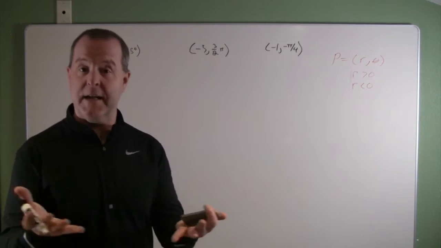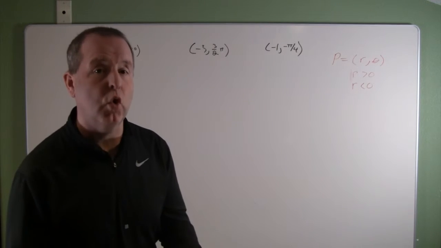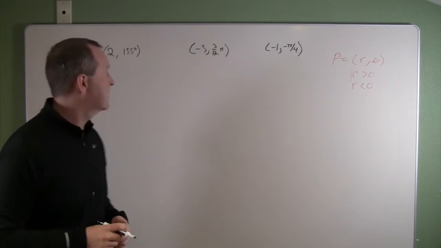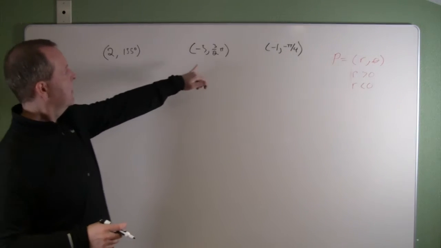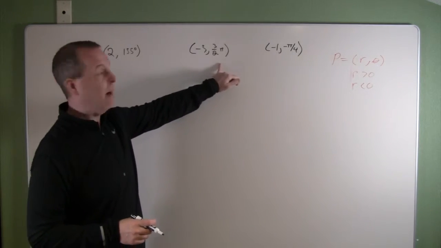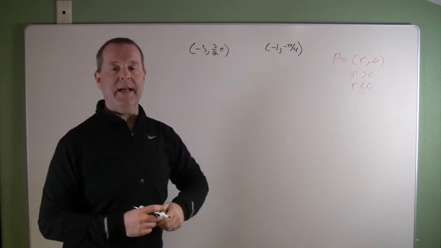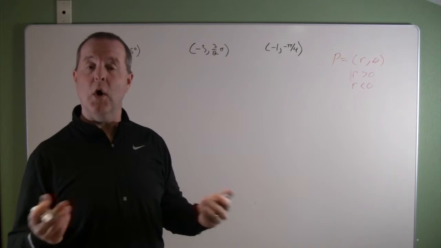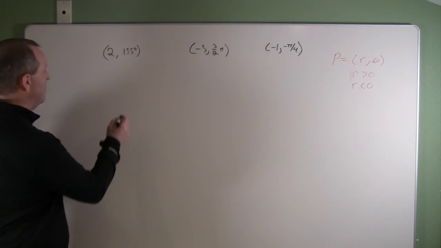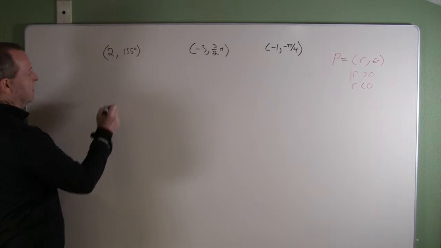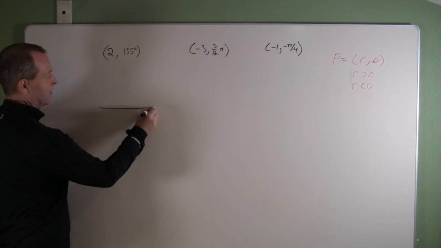I have an example here, or actually I have three examples to see how we can graph these polar coordinates. I have the polar coordinate (2, 135 degrees), another one, (-3, 3π/2), and then (-1, -π/4). So let's graph those three particular points using polar coordinates. To begin with, I'm going to go ahead and draw its polar axis.